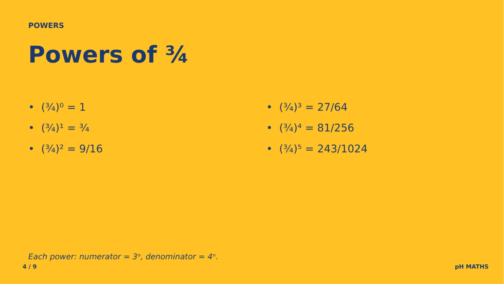Powers of 3/4. 3/4 to the 1 is 3/4. Squared is 9/16. Cubed is 27/64. Fourth is 81/256. The pattern: numerators are powers of 3, denominators are powers of 4. So 3/4 to the n equals 3 to the n over 4 to the n, and the value gets smaller every step, but slowly, because 3/4 is close to 1.